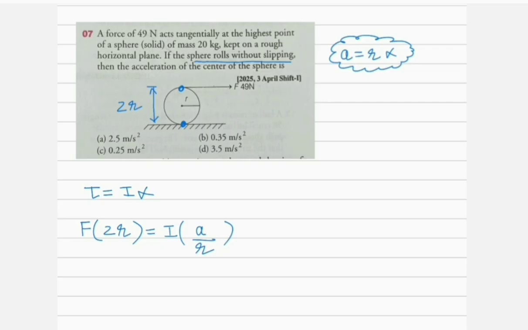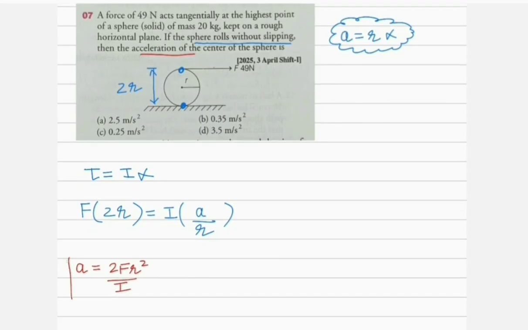What do you have to find, students? Let me remind you, you have to find acceleration, right? The acceleration of the center of the sphere. So we have to find out a. The formula for a will look like this, students: 2f r into r will become r square, divided by I. Getting this, students? So the formula for a you have got: that's 2f r square divided by I.